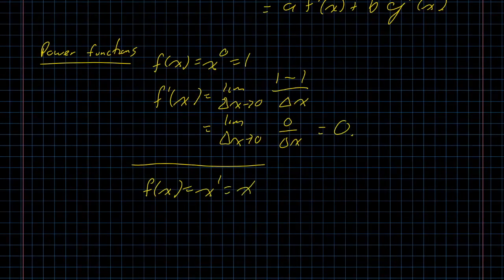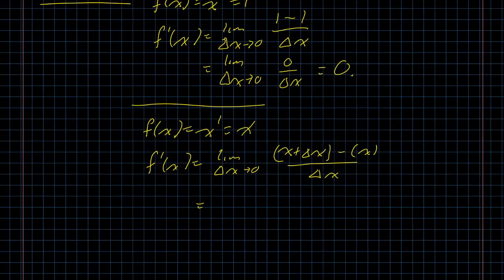Moving up the chain of powers. X to the first power, or just x, well, f prime of x is going to be the limit as delta x goes to 0 of f of x plus delta x, which is just x plus delta x, minus f of x, which is just x, all over delta x. Those x's cancel out in the numerator, leaving me with delta x over delta x. And so I'm really just taking the limit of 1, which is 1.